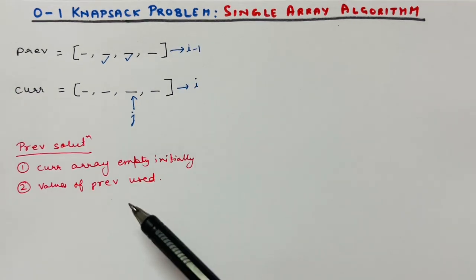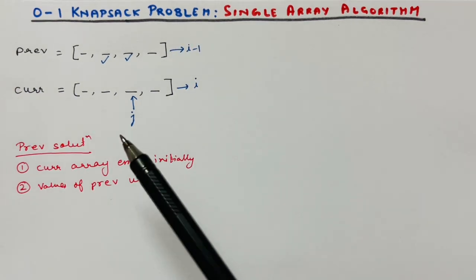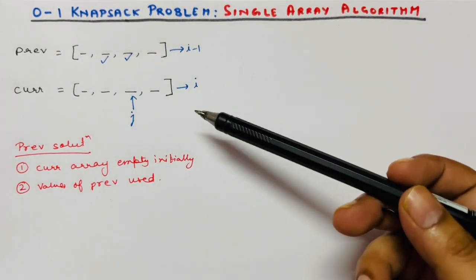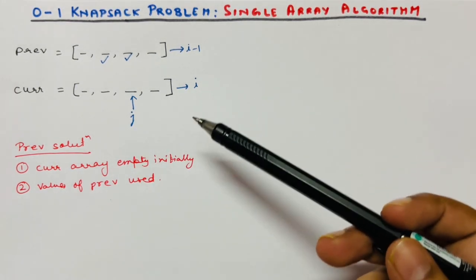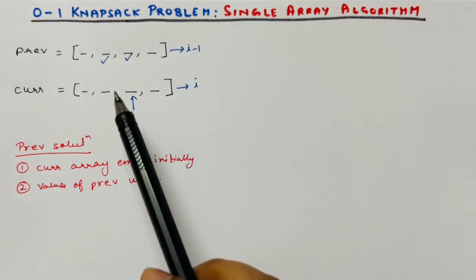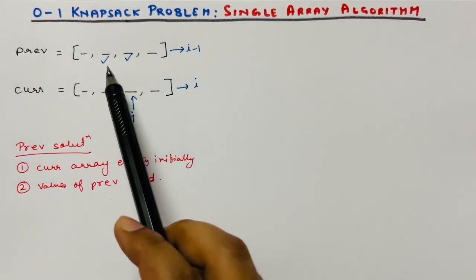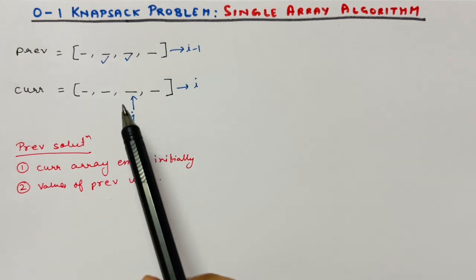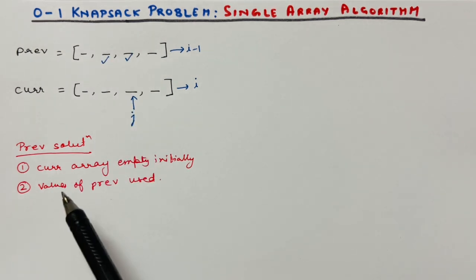So this was the manner in which we were filling the current array previously. And this was going through the iterations from one iteration to next. Now let us see how we can eliminate the use of these two things and put the values of these two things in this array itself.